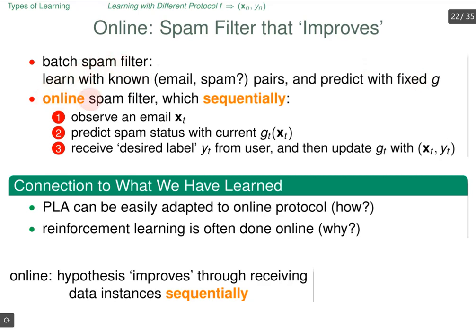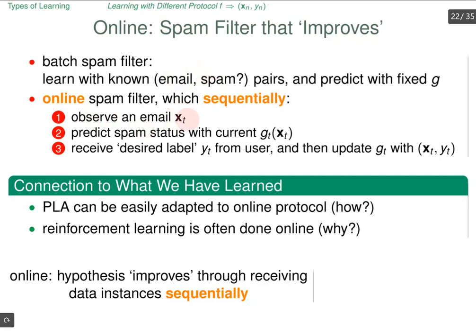Online learning is different from batch learning in the sense that the learning occurs sequentially. So the input data comes one by one. In the batch case we use millions of examples, or all the batch data, but in the online case it is sequential.